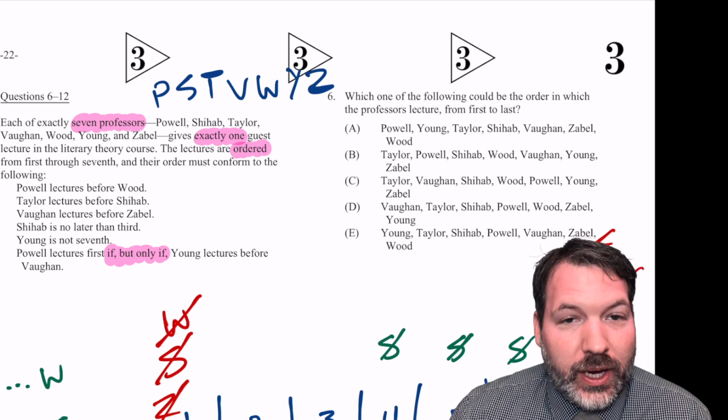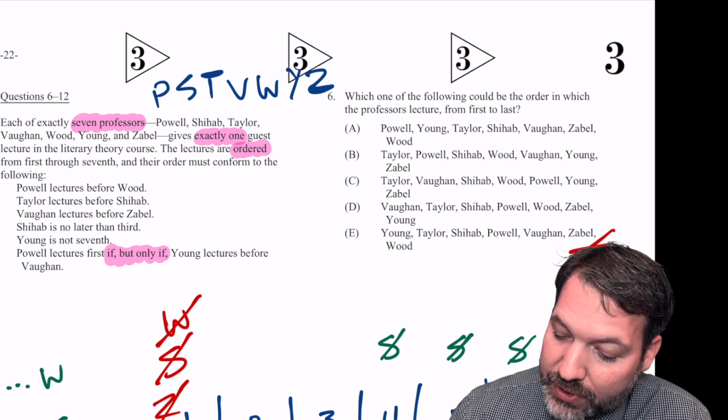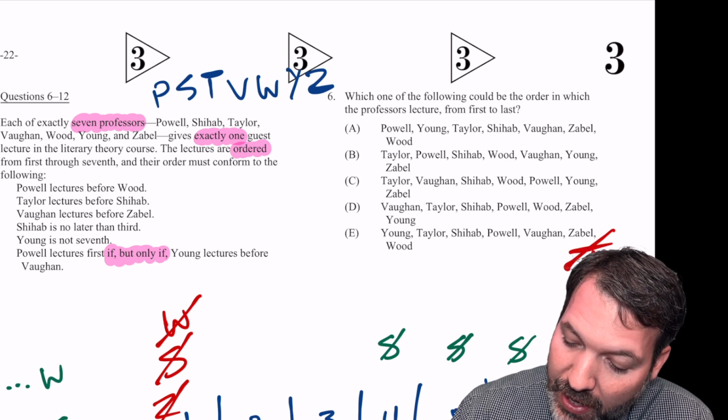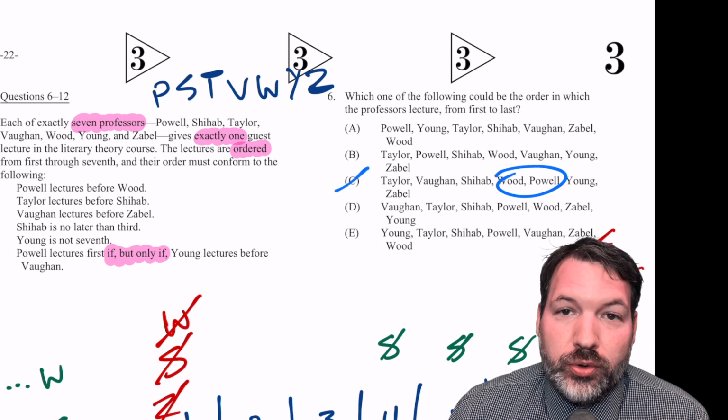So in this particular case, the first clue says Powell lectures before Wood. Well, do we ever see an answer choice where Powell is not before Wood? And the answer is yes, right there on C. You can see Wood and then Powell. That's no good. Cross off C.